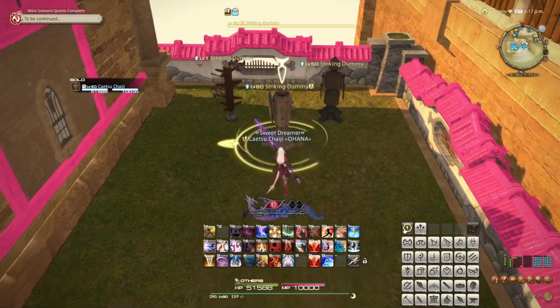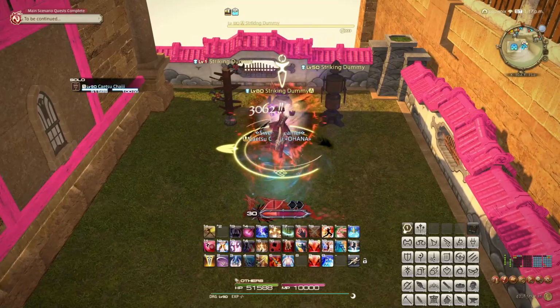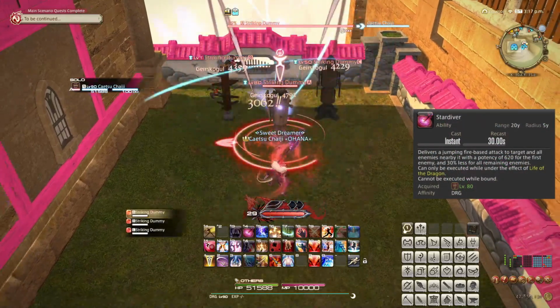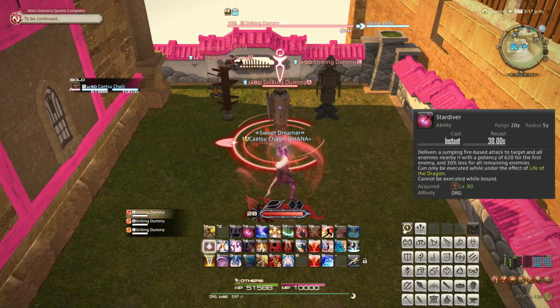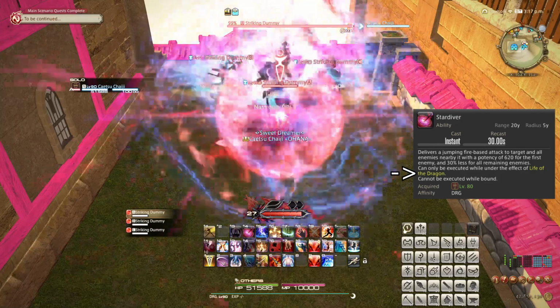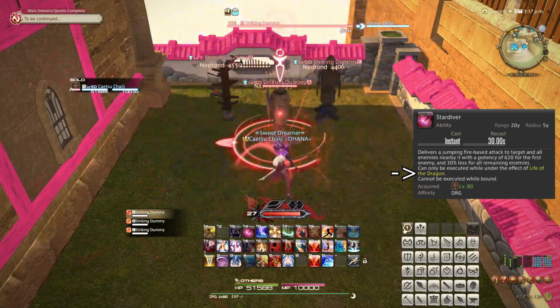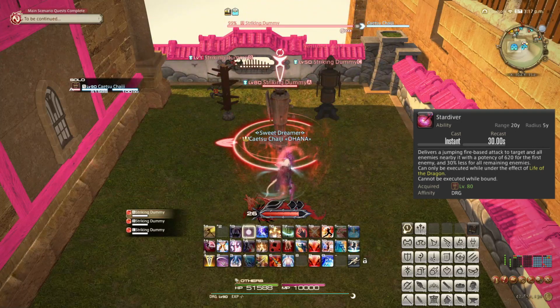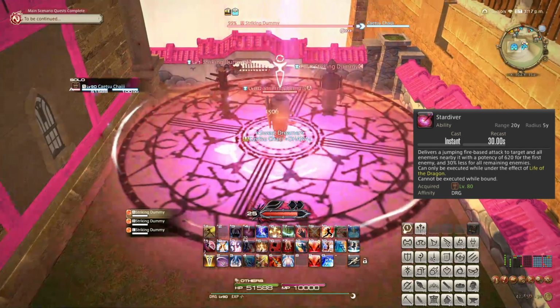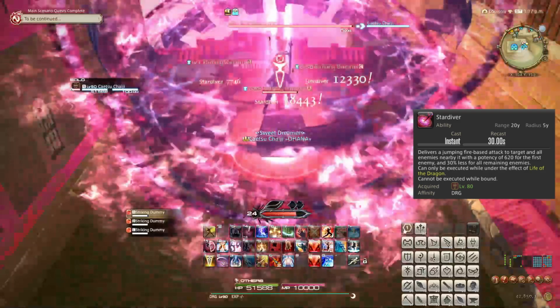Another important example to look at are area attacks with varying damage. The Dragoon's Stardiver is a decent example. At the bottom we see a few restrictions. You cannot use it if you're bound, meaning that if you are rooted to the floor you cannot use this. It is also only available during the buff window known as Life of the Dragon.